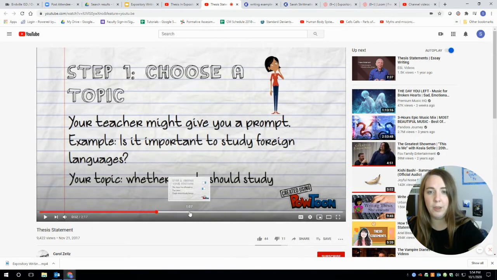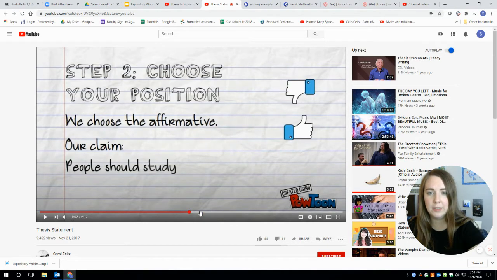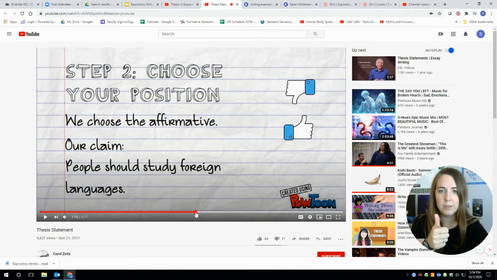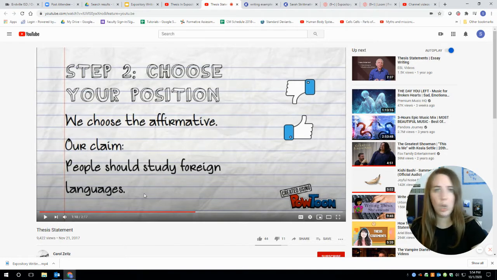So here's an example of a thesis statement. Let's say you agree. Yes, it's important to study foreign languages. And here's our thesis. Oh, wait, is that a thesis? People should study foreign languages? Nope, it's half of it. Remember, you need your claim and your reasoning. So here we go.